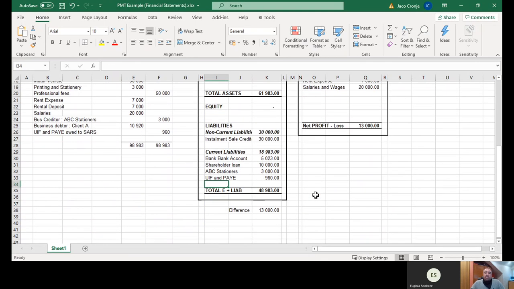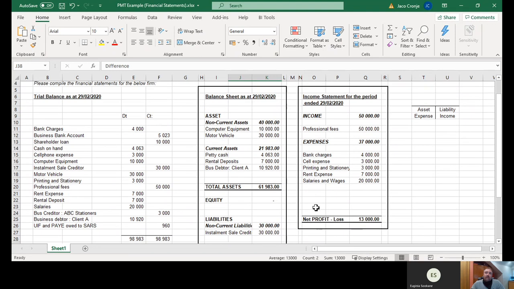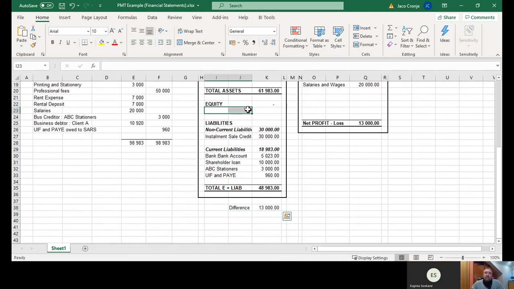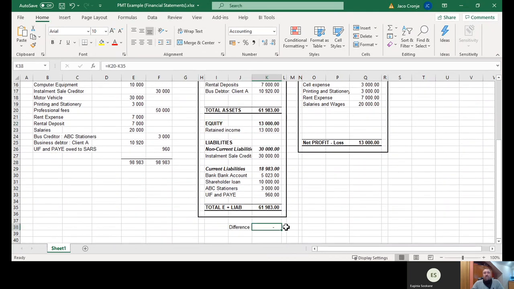Right, so now let's check. Now we see, oh, we've got a problem. Our balance sheet isn't balancing. Why is that? What's the missing leg? Is equity. So what did we say when we originally did our equation to say assets equal equity plus liabilities? When we listed all the assets and the liabilities, what did we list under equity? We said that is all of our income and expenses. So where do we get the total of our income and expenses? That's simple. That comes from my income statement. And that line item we will call retained income. That means that is the income that we've generated and that I'm keeping for myself as the shareholder. And now my balance sheet balances.